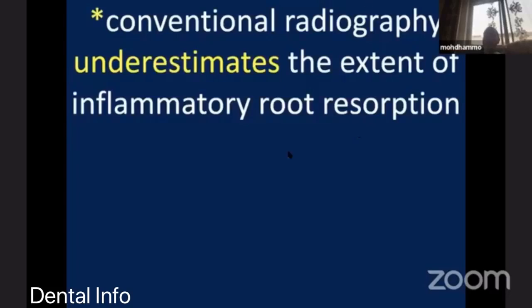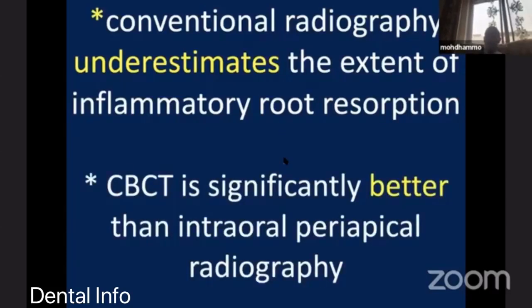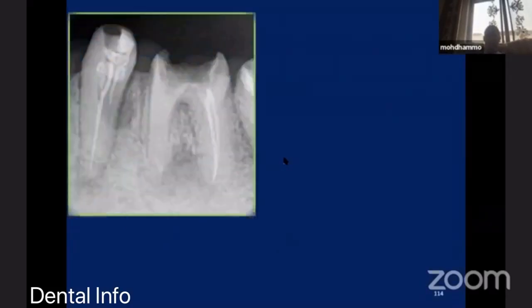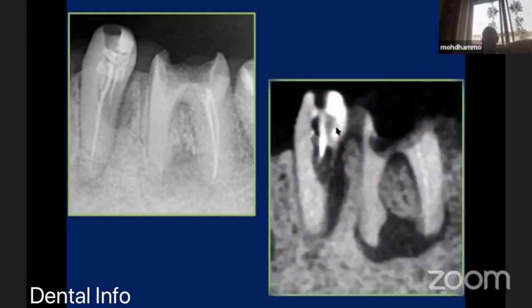Conventional X-ray, two-dimension X-ray, underestimates the extent of inflammatory root resorption. And of course, CBCT is significantly better than intraoral periapical X-ray to make a diagnosis of inflammatory resorption. So if you look here, in the periapical X-ray, I can't distinguish what's happening here, but with the CBCT, you can see the extent of the resorption here and here.